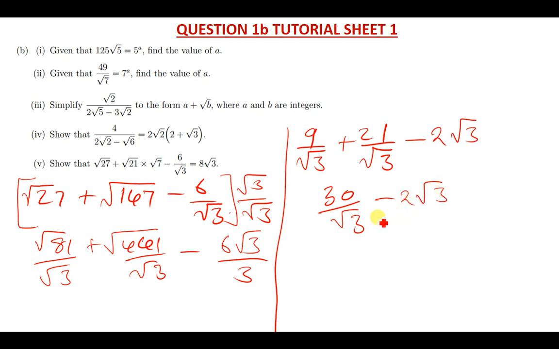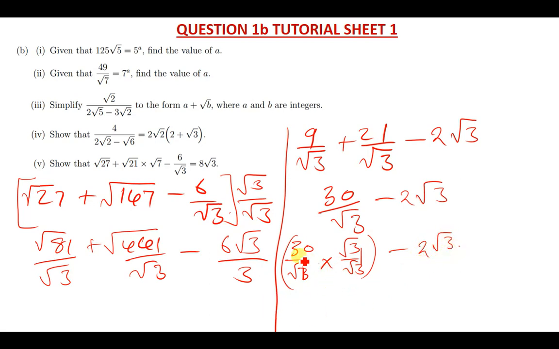So what we can do here, we can also rationalize the denominator of just this part here. Or if you don't want to do the rationalization of this part alone, you can first find the common denominator, then you follow the steps. But the best way to do this is to say 30 over the root of 3 times root 3 over root 3 in brackets, then minus 2 root 3.